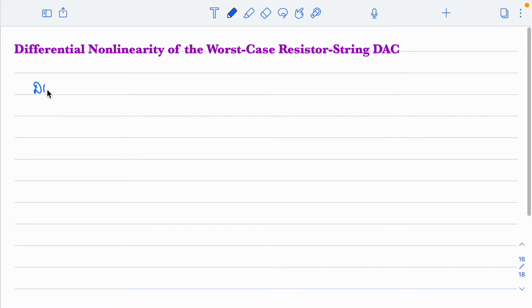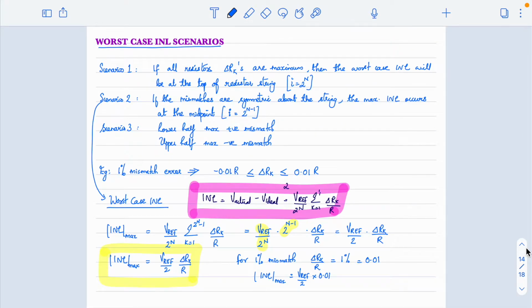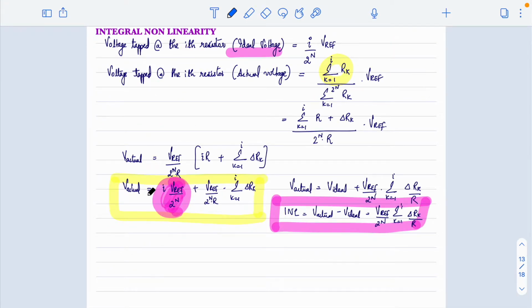So what we learned about DNL is that DNL can be obtained as the actual step height for an n-bit transition minus the ideal step height. This is how we generally find DNL, right? So previously for the INL calculation, we have written the actual voltage, and we have also written the ideal voltage.